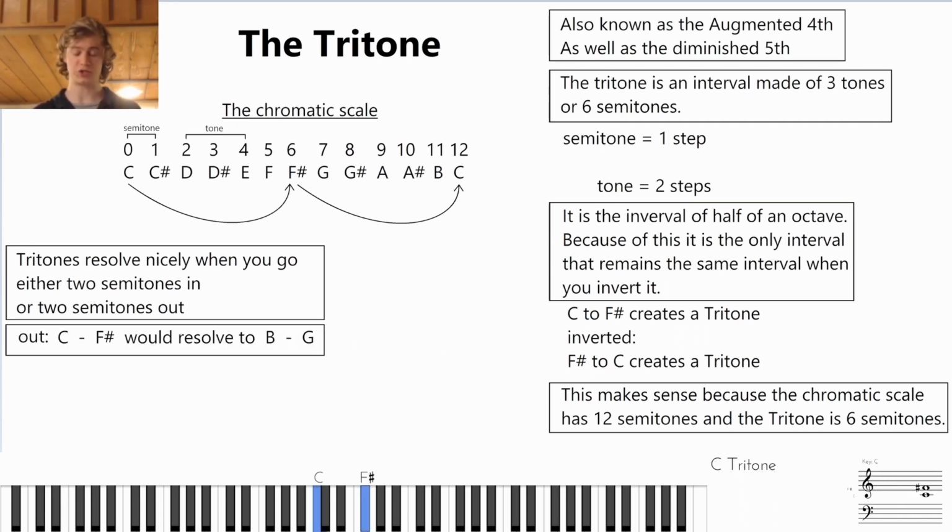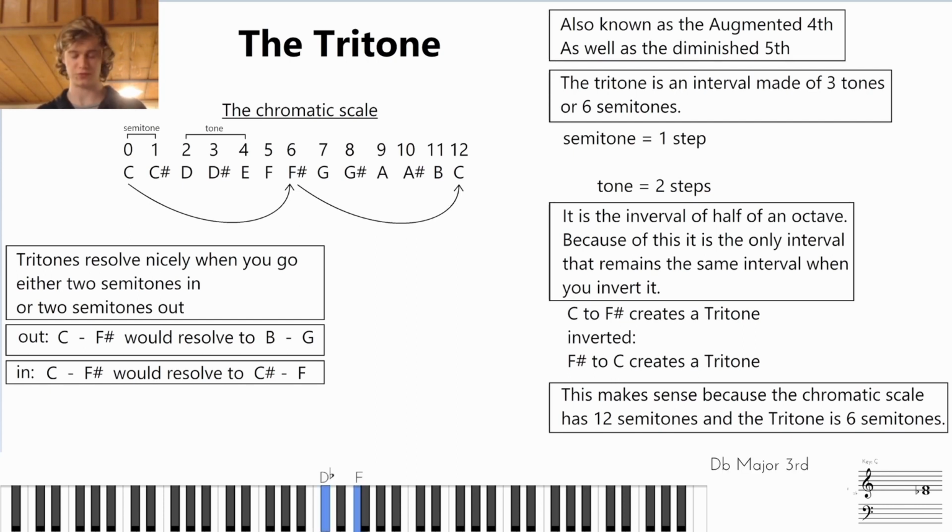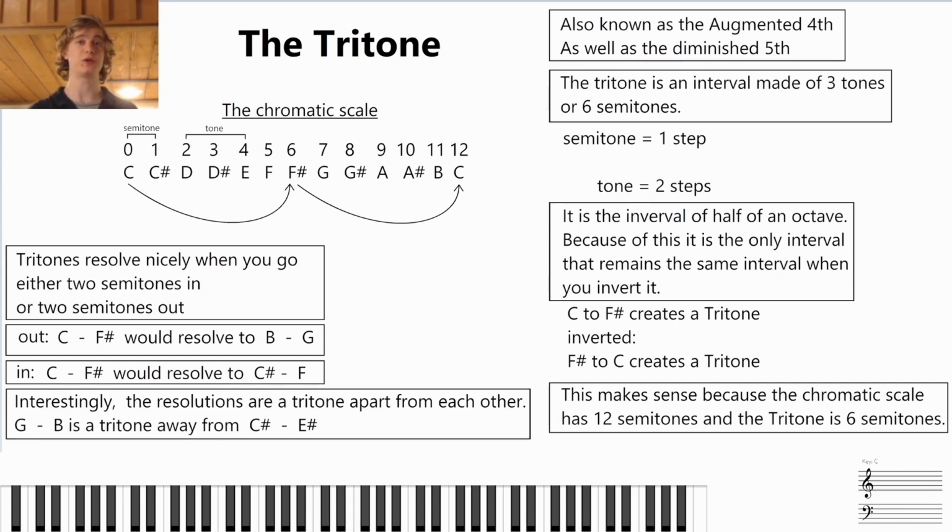So from C to F sharp, if you go 2 semitones out, you get B and G. So it'd sound like this. Then if you go 2 semitones in from that C to F sharp, now you have C sharp and F, and that would sound like this. Interestingly, the resolutions are a tritone apart from each other. So that G and that B is a tritone away from that C sharp to that E sharp. I called this note F and E sharp to make C sharp to E sharp that major third, instead of if I went C sharp to F, that would be a diminished fourth.